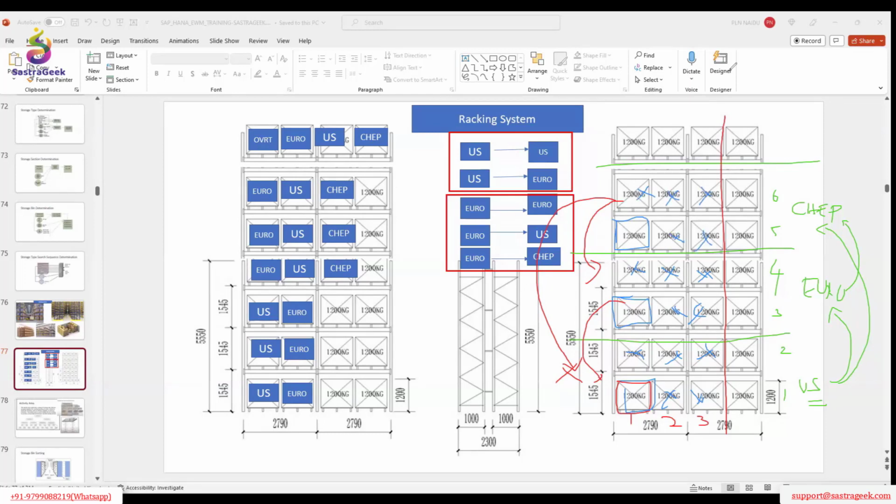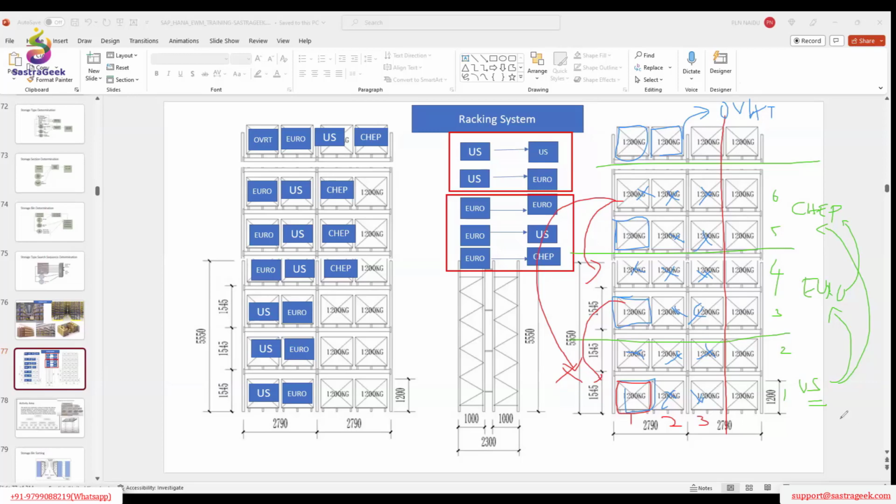So another product, the 4th product, should go to the over height. That means the very over height. Anything bigger than this, bigger than either CHEP, Euro and all, should go to the over height. That's what we designed. And the logic we have used is the bin type. So we have created 4 bin types: a US bin type, a Euro bin type, CHEP and the over height.